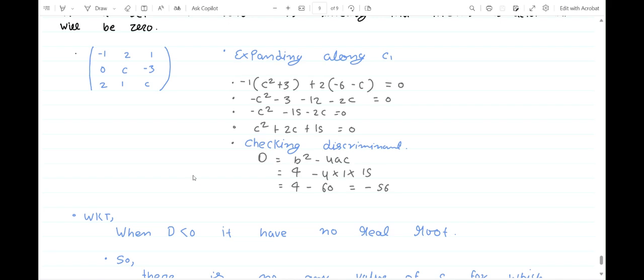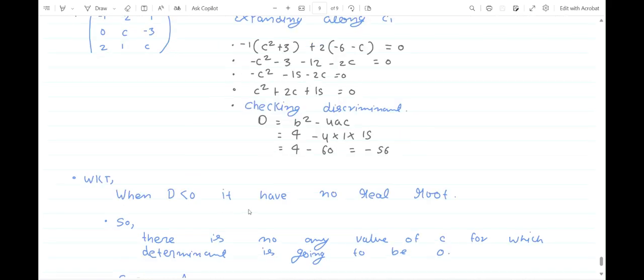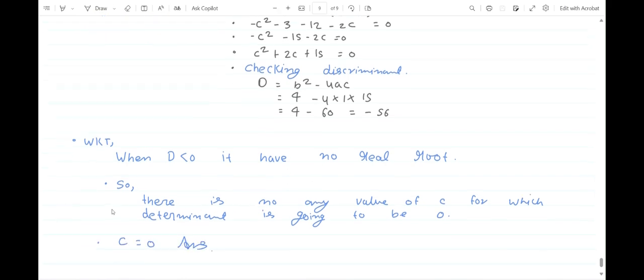We know that when the discriminant is less than 0, it does not have any real root. This means that there is no value of c for which this vector set is going to be dependent.